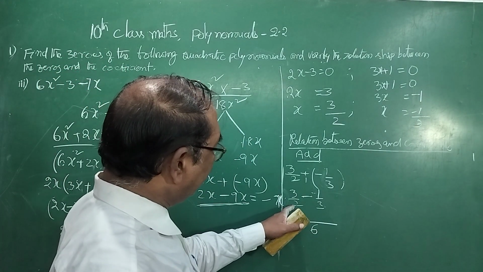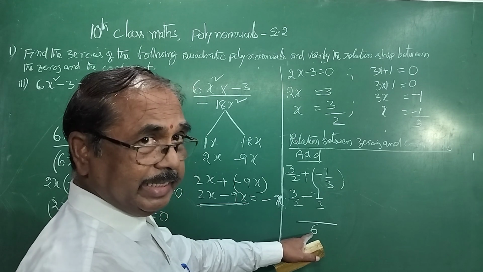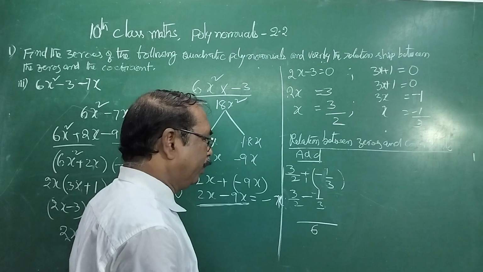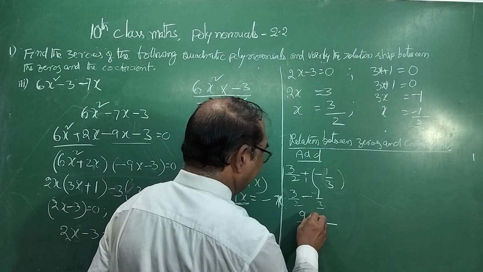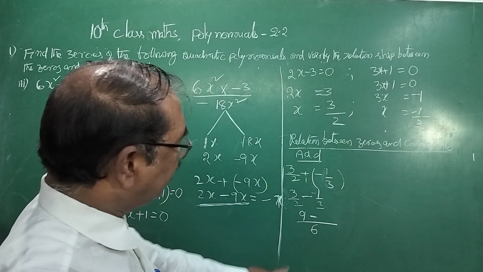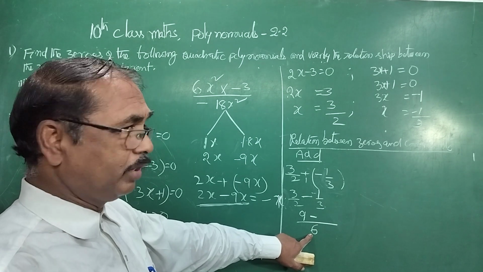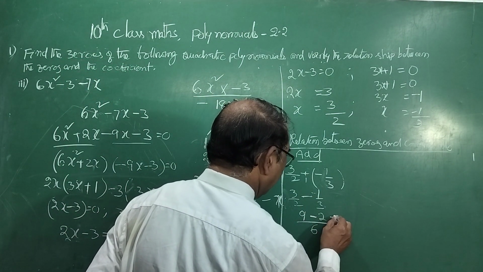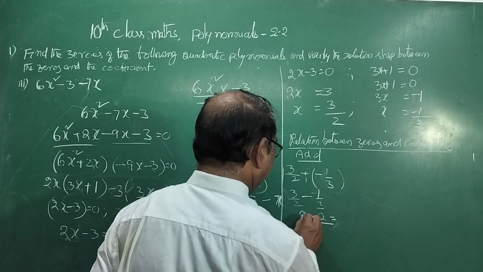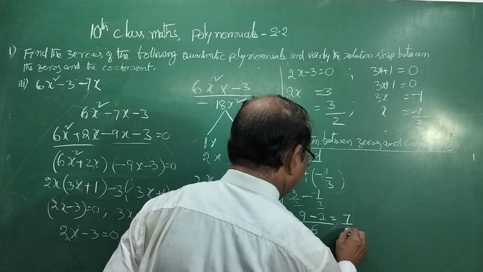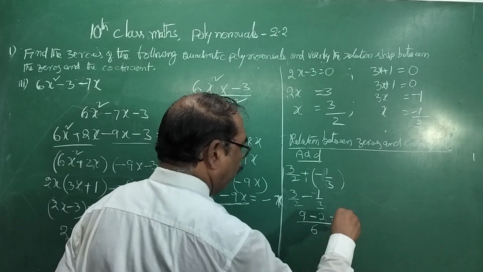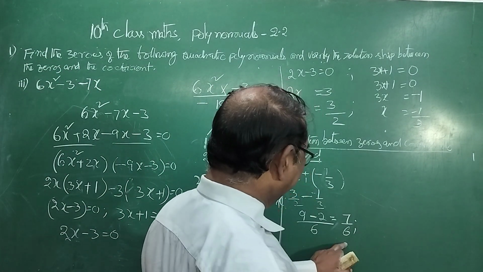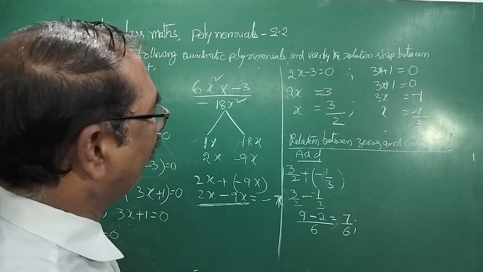Let us see, 2 goes how many times in 6? 3 times. With 3 we have to multiply the numerator. 3 into 3 is 9. Minus, 3 goes how many times in the LCM? 2 times. With 2 we multiply the numerator. 2 into 1 is 2. So it is 9 minus 2, that is 7 by 6. When we add, we got 7 by 6.